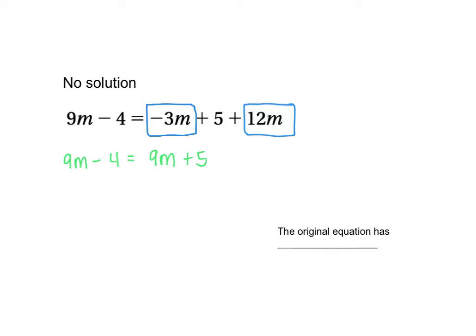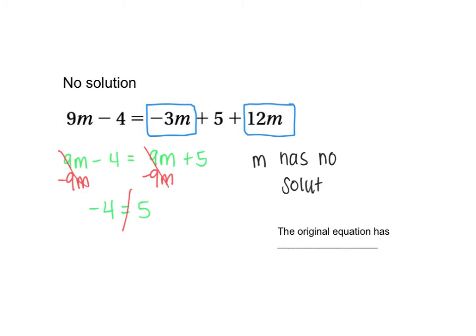Now, 9m plus 5, how is that going to be equal to 9m minus 4? It can't, and we're going to see why. So if you subtracted 9m from this side, minus 9m from this side, they would both cancel. You'd be left with negative 4 equals 5. And that is not true. So therefore, m has no solution. The original equation has no solution.